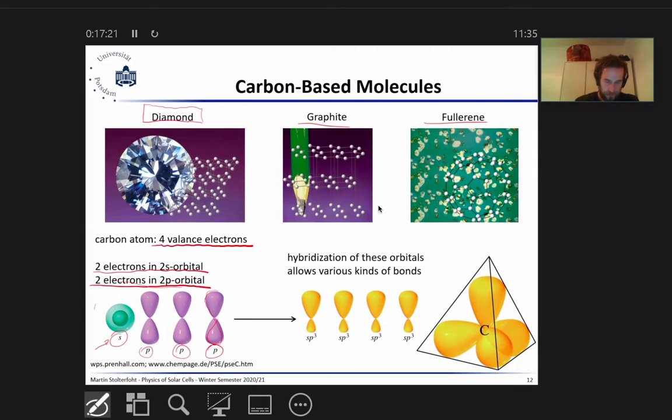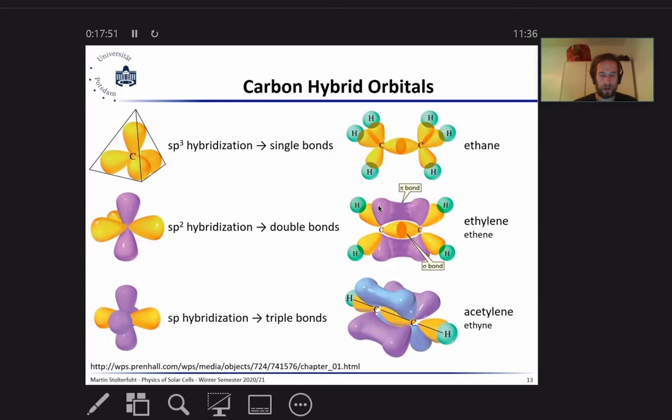It means, as shown here, that the atomic orbitals morph together into equivalent atomic orbitals. So in the example of carbon, the 2s and the 2p orbitals go into four sp3 hybridized orbitals, and then we speak about an sp3 hybridization. But there are also other types of hybridizations which are shown here.